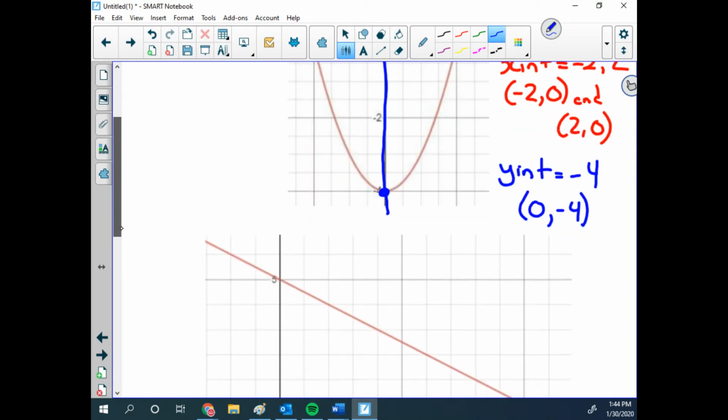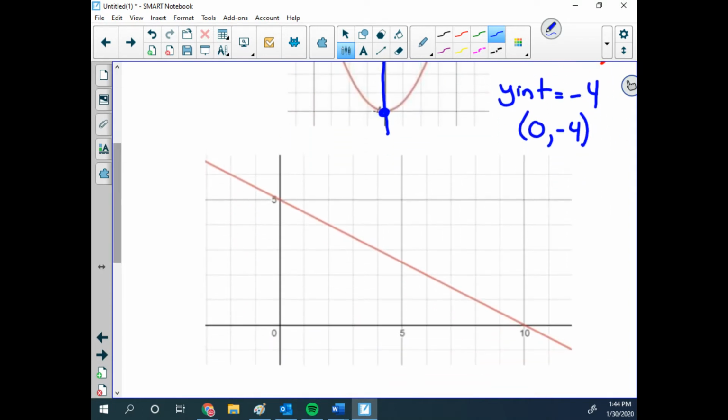So that's pretty straightforward, right? If I take a quick look at this graph, I can say, oh, okay, my x-intercept here is at 10, and the y-intercept here is at 5. And so I could technically write both as points: the y-intercept is 0, 5, and the x-intercept is at 10, 0.